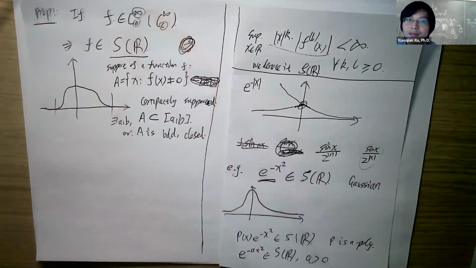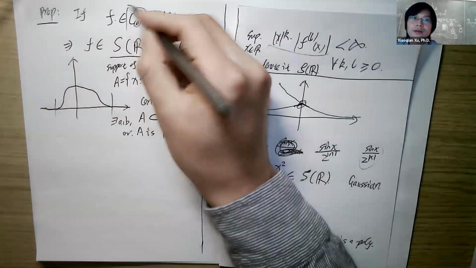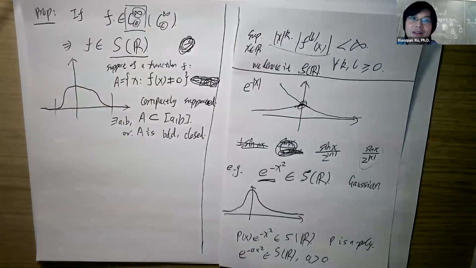So this set, smooth functions with compact support, is a subset of our Schwarz functions. And you will see in the future, maybe not in our course, that all functions can be approximated by a family of functions which are smooth and with compact support. Well, you can imagine this must be true, right?